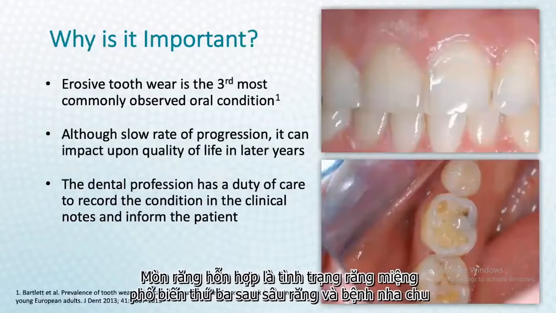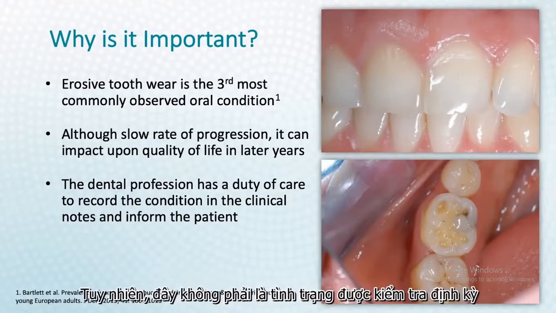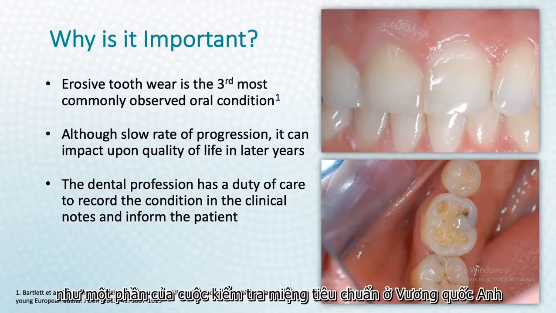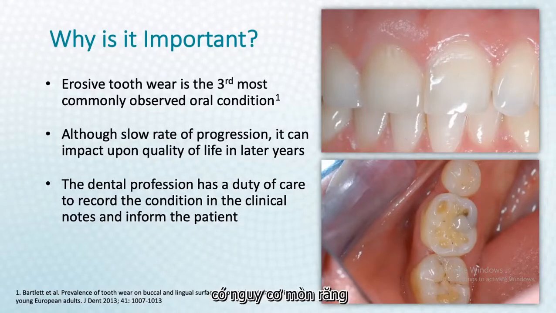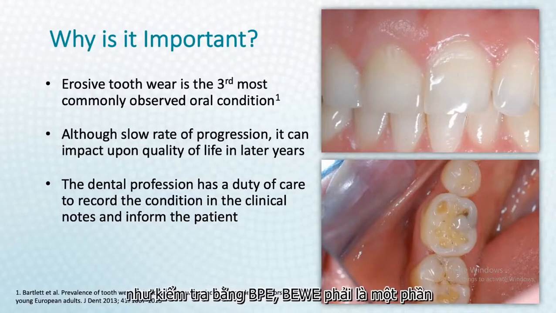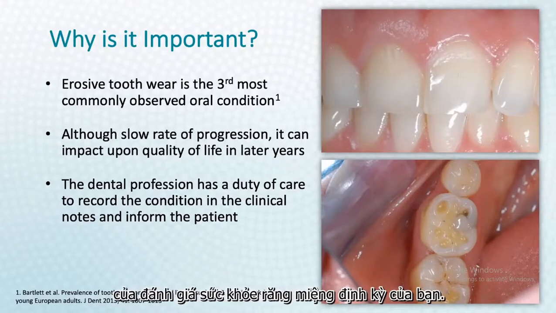Erosive toothwear is the third most commonly observed oral condition after caries and periodontal disease. However, it is not a condition that is routinely screened or monitored as part of a standard oral examination within the UK or for that matter globally. It is important that we identify patients at risk of developing erosive toothwear early before damage occurs to the dentition, and like the BPE, the BWE should be part of your routine oral health assessment.